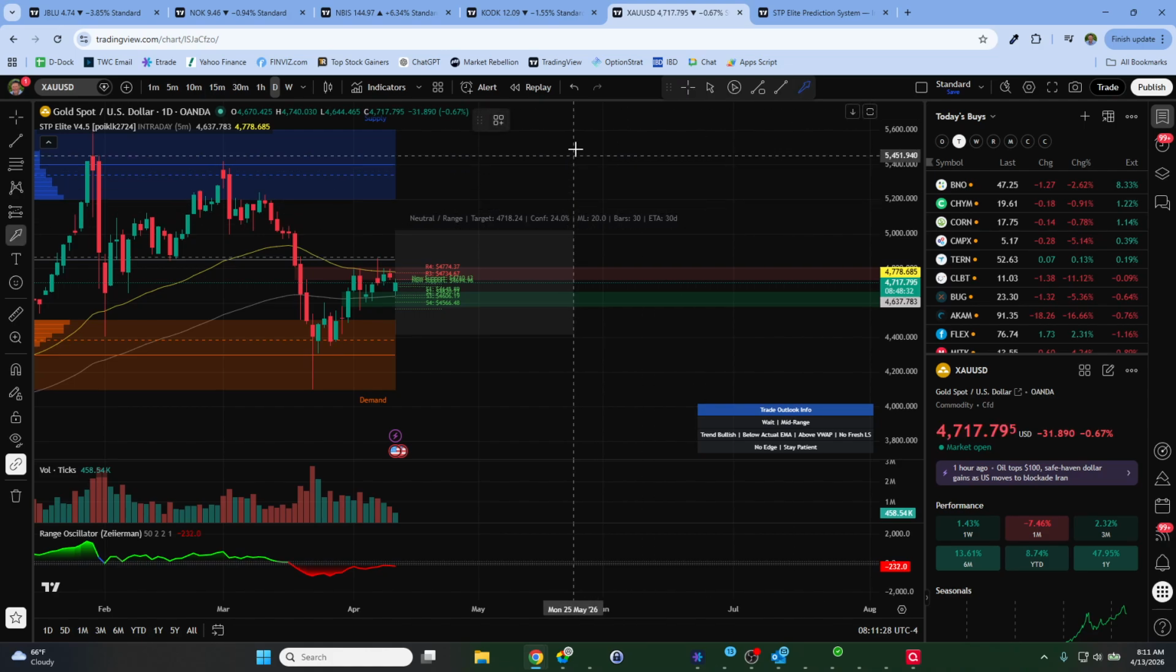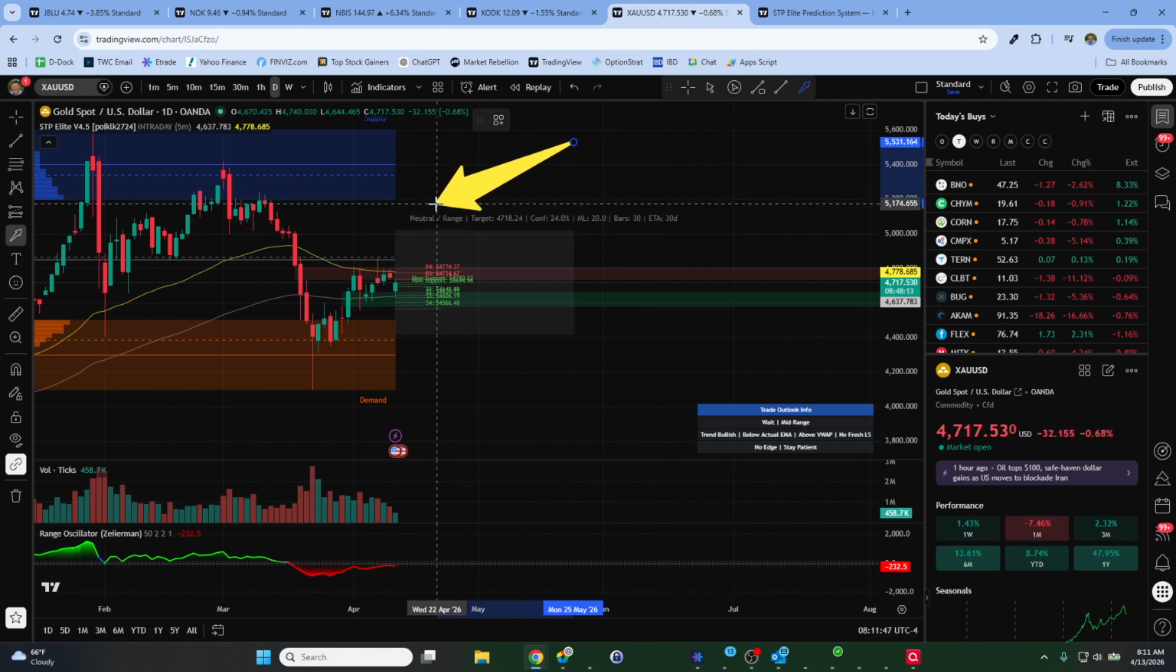The other thing I want to point your attention to is here. Right now, this gray area is a prediction box. In this prediction box, it's showing the target, the confidence level, the machine learning score, how many bars, and the ETA of when it might hit that number. And again, this is a neutral suggestion right now. It doesn't believe this is a good time to get in.